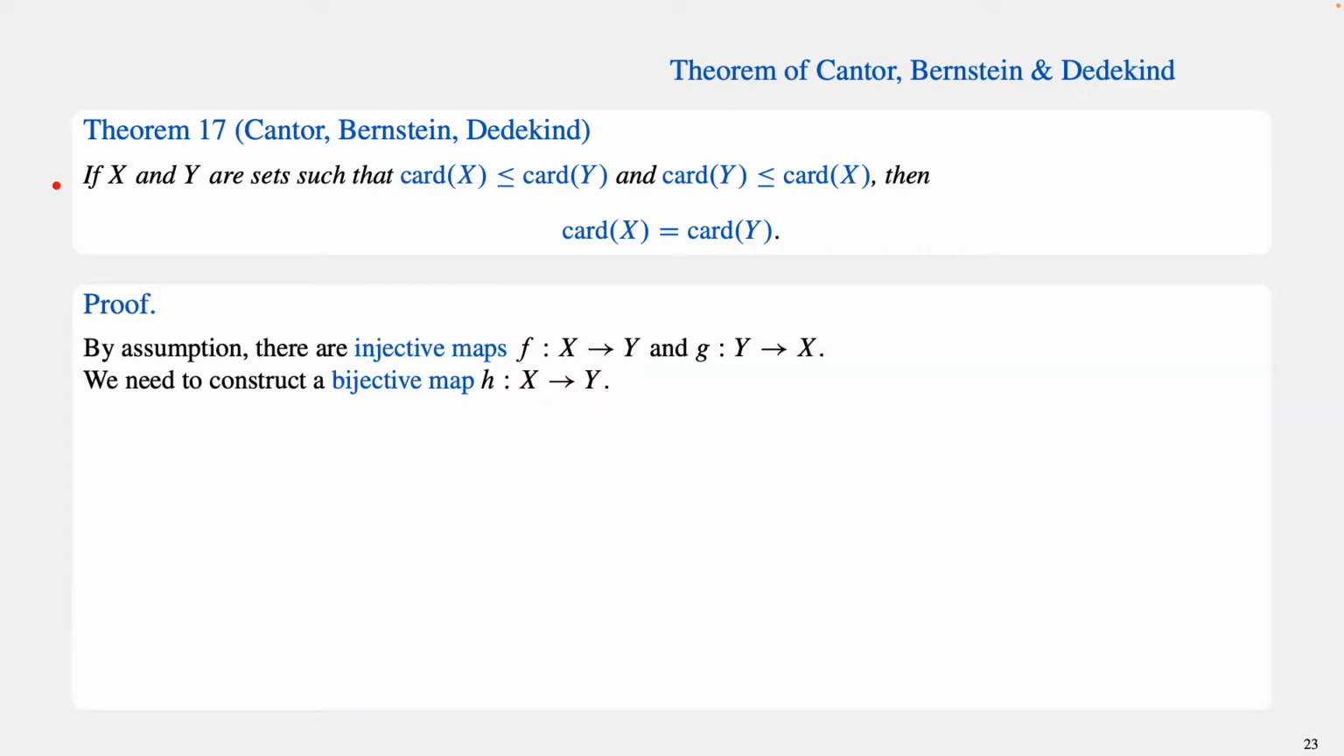Let's begin with the proof. So the assumption is this and this. The assumption translates into there being an injective map f from X to Y and an injective map g from Y to X. And what we want to show is that there exists a bijective map h from X to Y.